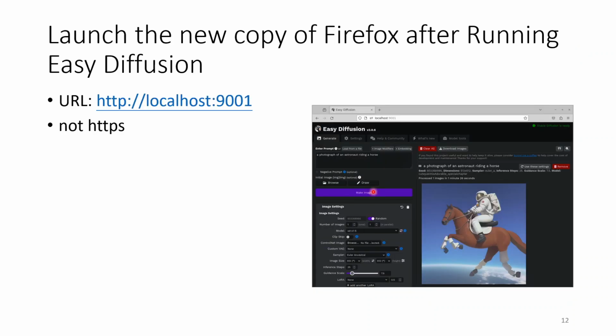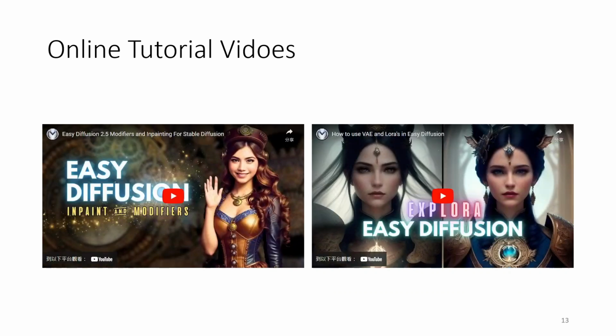Then after launching my own latest version of Firefox, I can go to this URL, and this is the web UI to access the Easy Diffusion model. Please note here, this is HTTP, not HTTPS. If you use HTTPS, you will see nothing. And there are some online tutorials that teach you how to use Easy Diffusion.